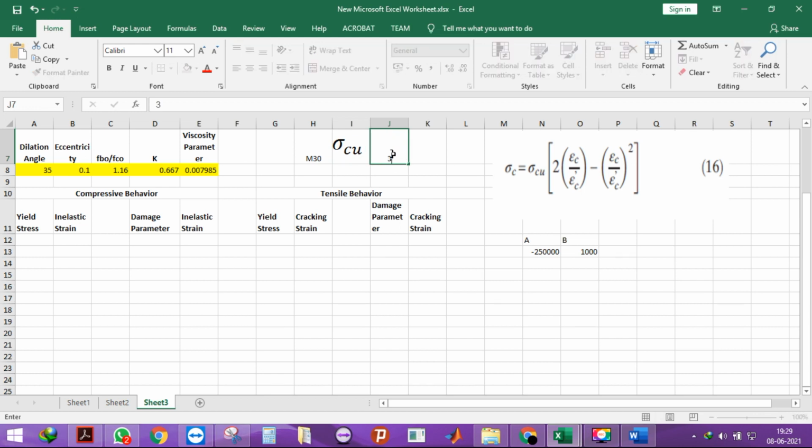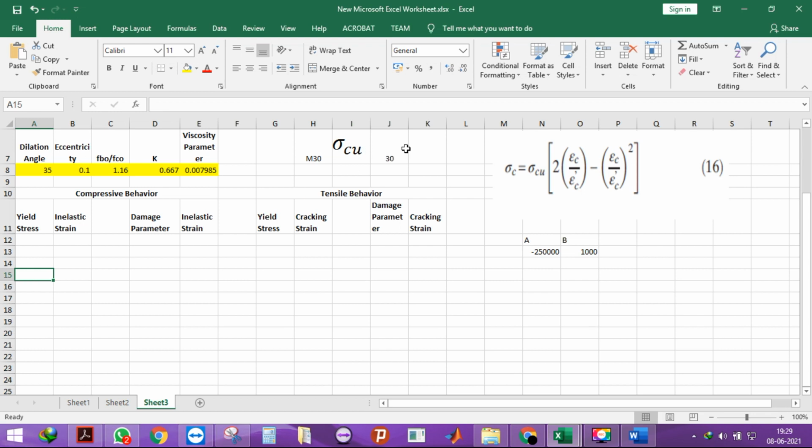Next we have ultimate stress as M30. Sigma c will be M30. So we'll calculate for M30 now, just to cross check whether our calculation is correct or not. We'll match with a paper.